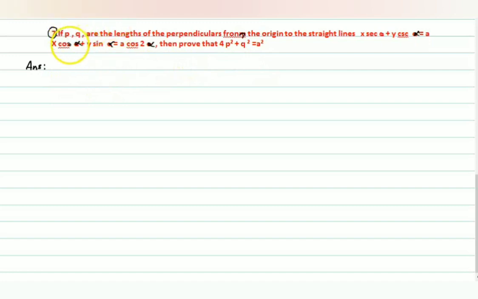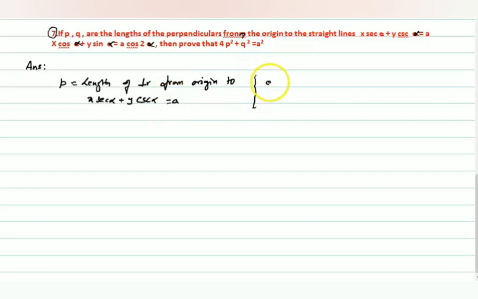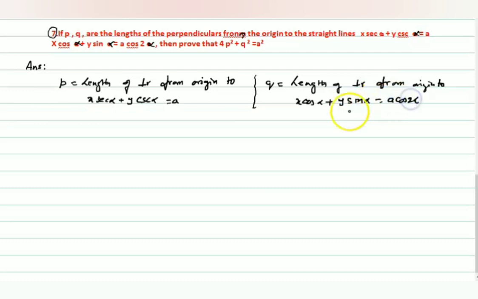Let us consider what is given. What is p? P is equal to the length of the perpendicular from the origin to x secant alpha plus y cosecant alpha is equal to a. What is q? Q is nothing but the length of the perpendicular from the origin to x cos alpha plus y sin alpha is equal to a cos 2 alpha.